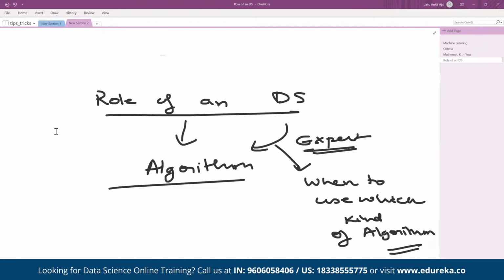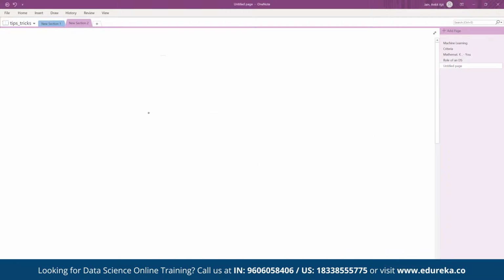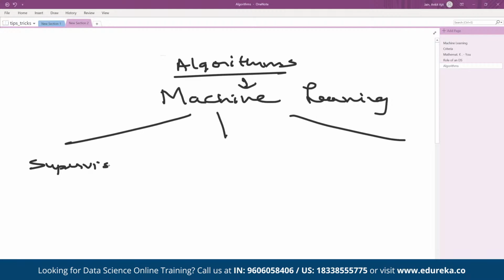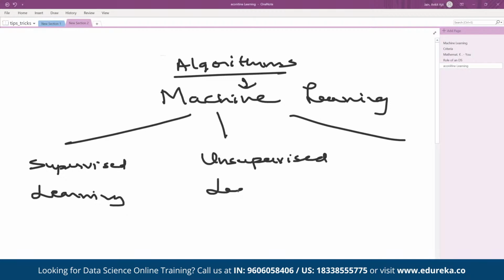With this understanding, let us understand the different types of machine learning. Theoretically, there are three types of machine learning algorithms. The algorithms used for machine learning can be divided into three types: supervised learning, unsupervised learning, and then reinforcement learning.